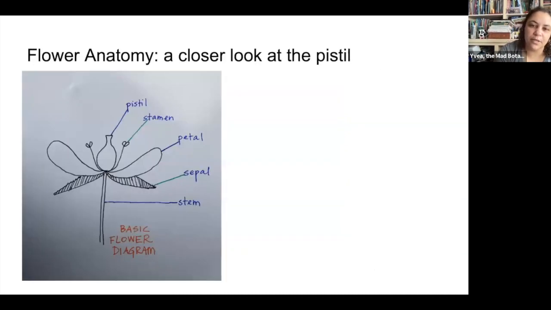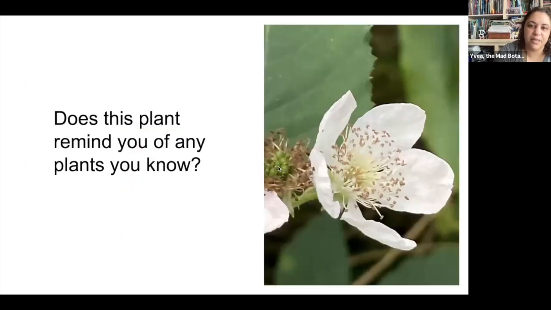And I'm going to go back for a second. Does anybody happen to know what this plant is right here? Does anybody recognize it? Yep, Sarah, you're right. It's a blackberry. This is a blackberry. You can even see the little immature fruits right over here as they form.